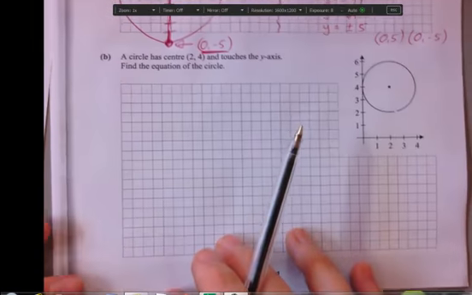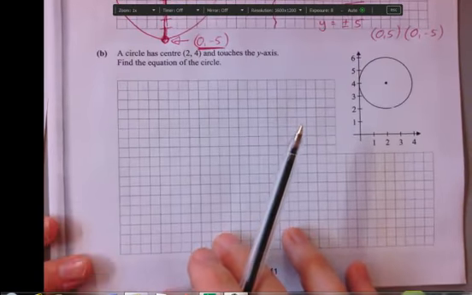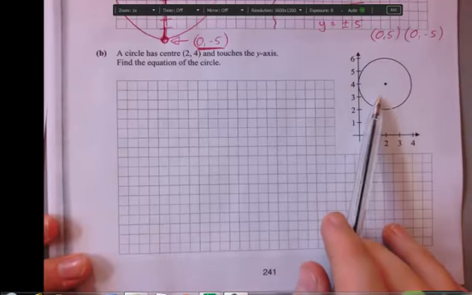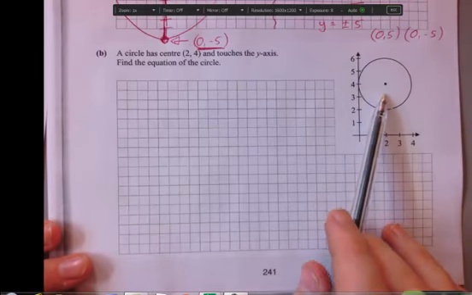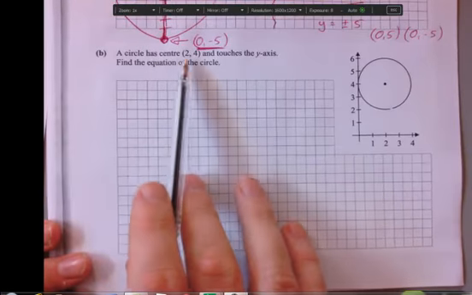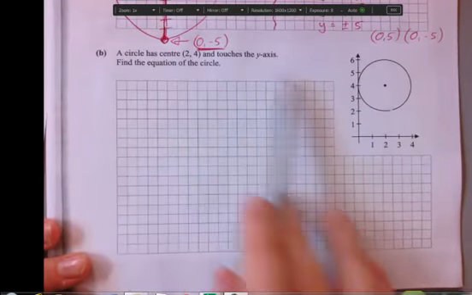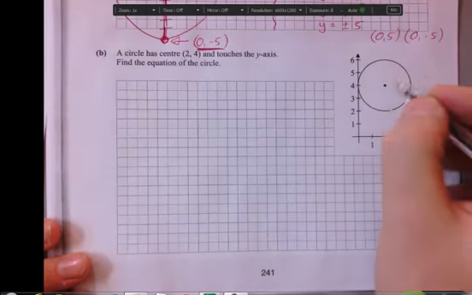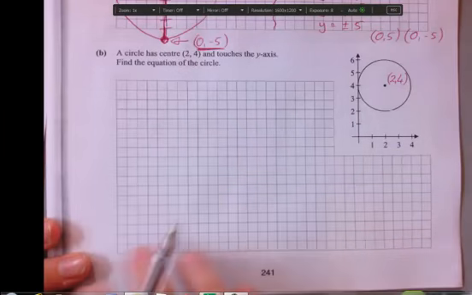Okay, so there's one last part of this question. You can see that this circle doesn't have its center on 0, 0, so 0, 0 is back down here. The circle has center 2, 4 and touches the y-axis, so we can see that there. We know at this point we might just fill it in, 2 and 4. Find the equation of the circle.